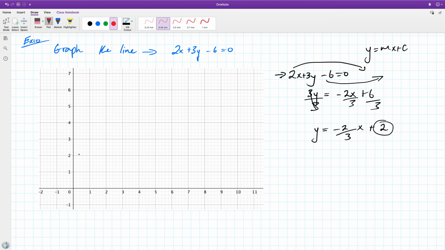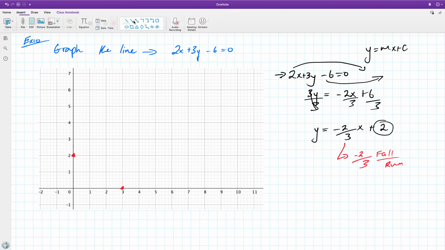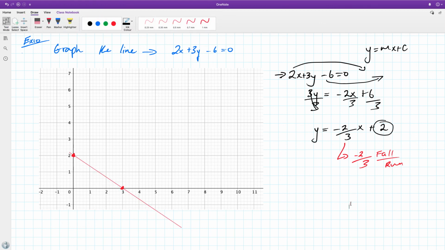Where it cuts the y-axis. Good girl. Now, Julianne, what's my slope? What does minus 2 over 3 mean? Brilliant. We fall 2 and we run 3. We fall 1, 2, and we run 1, 2, 3. There's 2 points, and you literally just draw a line through the 2 of them. Brilliant stuff. Is that alright? You can draw any line once you have 2 points.